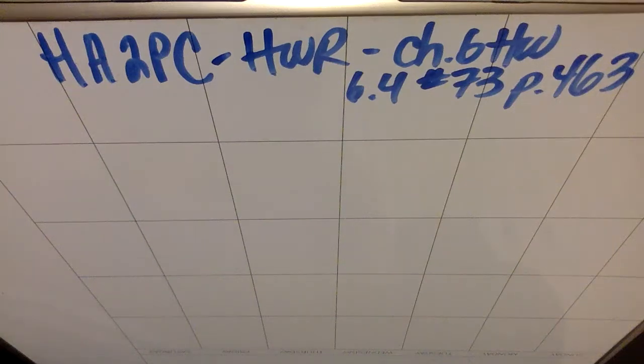All right, this is Honors Algebra 2 Pre-Calc. We're doing homework review for the Chapter 6 homework that we have during this COVID-19 school closure. It's 6.4, number 73, which is on page 463.